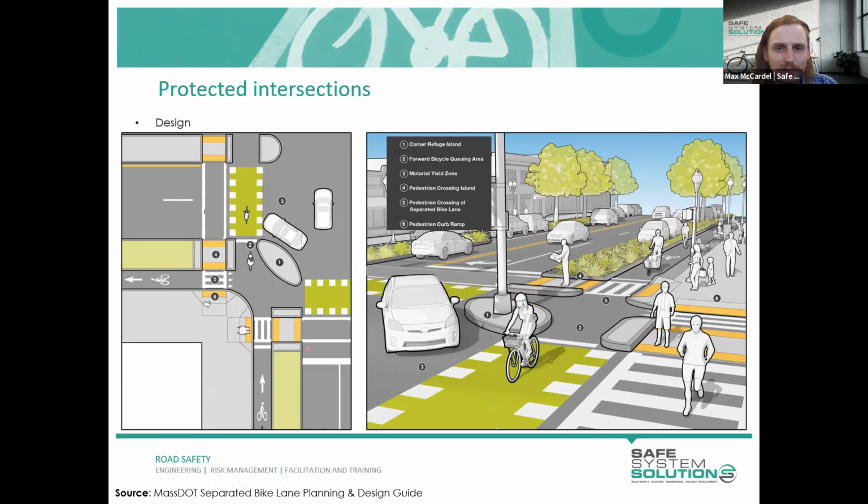What was up to number 4? Number 5, pedestrian crossing of separated bicycle lanes. This one's really, really cool. This is actually installing a little zebra crossing across the bicycle lane. I think I mentioned this in the previous module as well. It's a really clear way of telling cyclists that when pedestrians are crossing in these directions, they actually have priority across your bicycle lane as well.